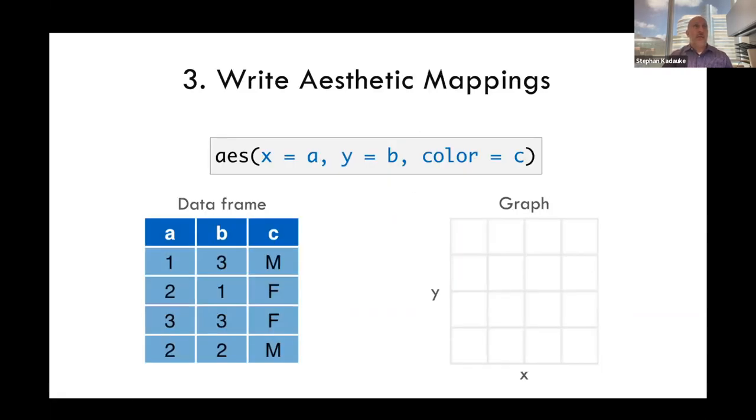So what's an aesthetic and what's an aesthetic mapping? An aesthetic is a thing that you can perceive about a specific data element on a graphic, such as its position on an XY grid, but also other features like, for example, its color. An aesthetic mapping is how you tell R how you want to represent the columns or select columns of a data frame on the plot. Okay, let's look at an example here.